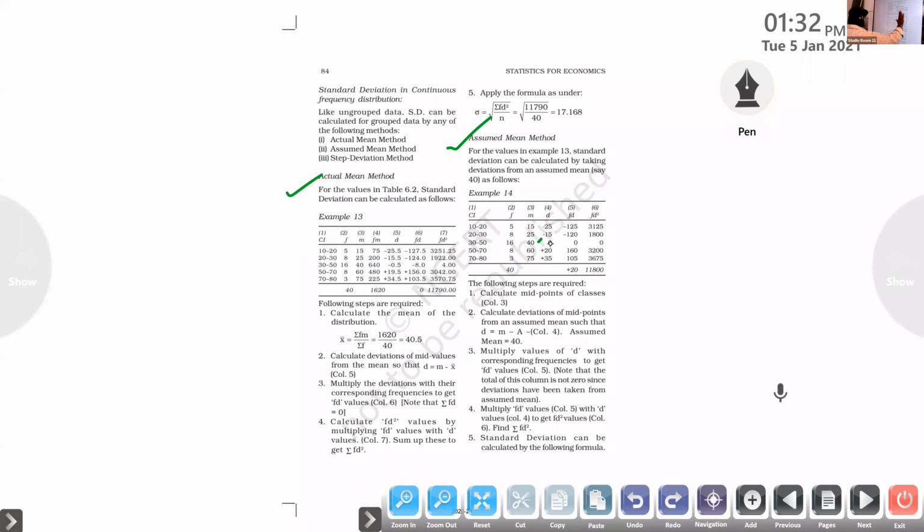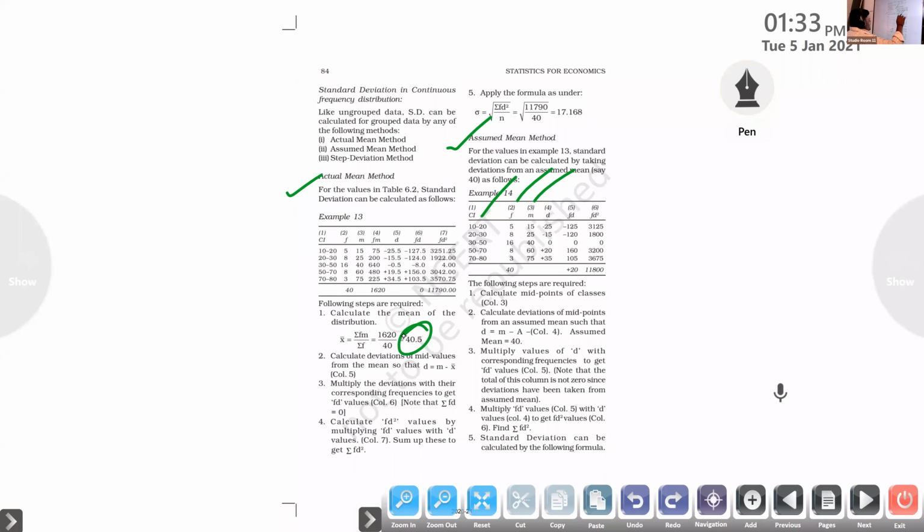Okay, so the steps are here. First of all, we want to calculate the midpoint. The class interval is provided, frequency also provided. Now we want to calculate the midpoint. There is no change in the midpoint because it is the same data. Clear? Also check the D. Before, the actual mean was 40.5. The assumed mean is only 40. Clear? So we can rewrite like this.